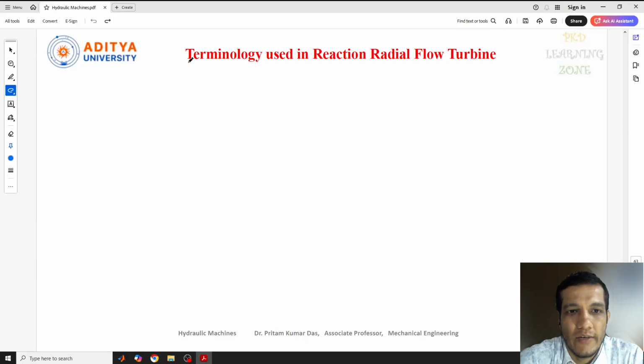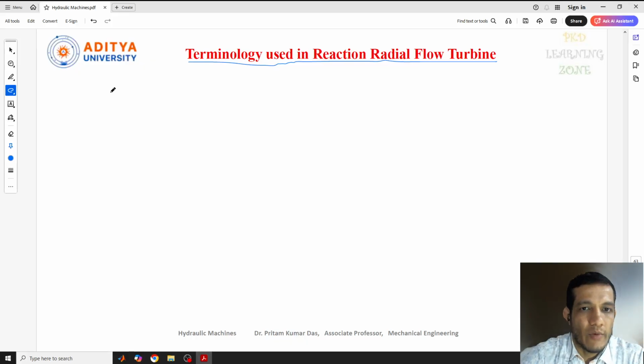In this lecture, we will discuss some terminology which is used in reaction radial flow turbine. In our last lecture, we have seen the reaction turbine and the radial flow reaction turbine, and in that also we discussed the inward radial flow turbine. So now we'll see some terminology which is used in this reaction radial flow turbine.